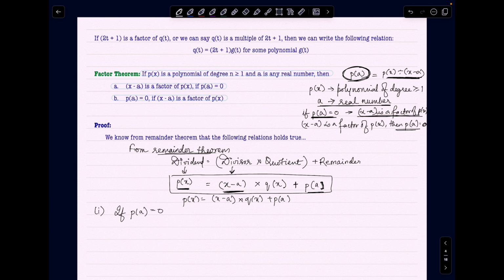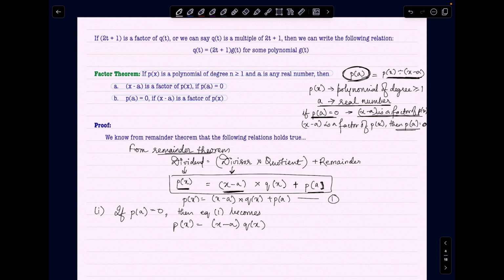Now the first point says that if p of a equals 0, let me take this as equation 1. If p of a equals 0, then equation 1 becomes p of x equals x minus a into q of x, because the p of a part becomes 0.